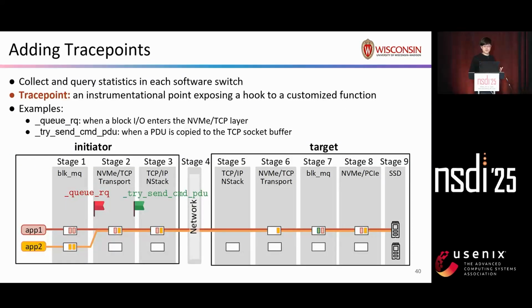Next, to analyze those switching queues, we use the Linux tracepoint mechanism. A tracepoint is a static instrumentation point within the kernel that exposes a hook to call a customized function. For example, here we define 2 tracepoints. QRQ is triggered when the block I/O enters stage 2. And try-send command PDU is triggered when the command exits that layer.